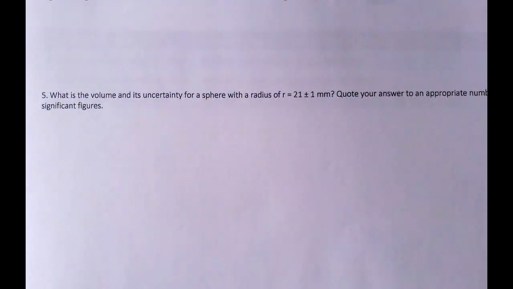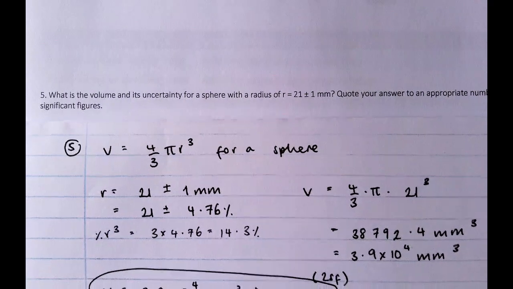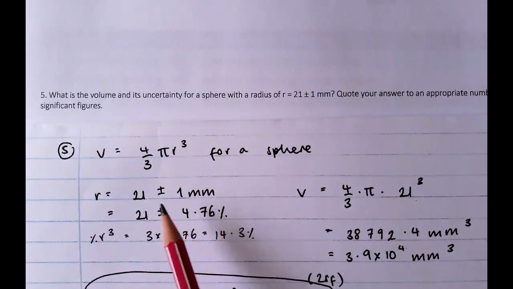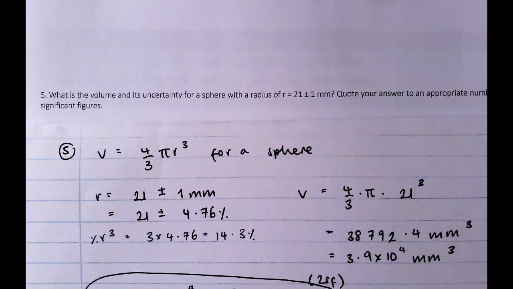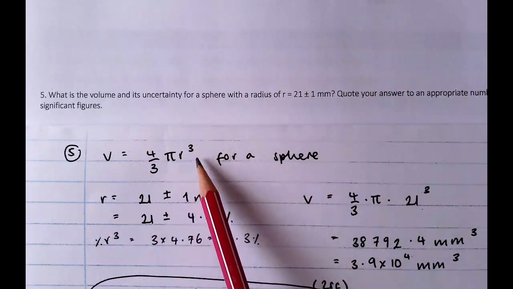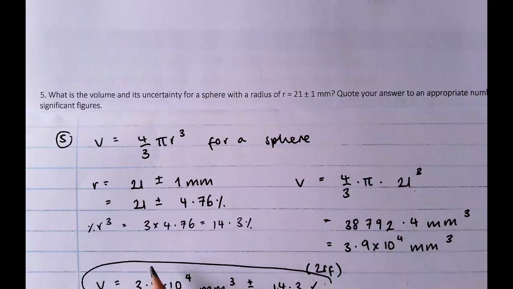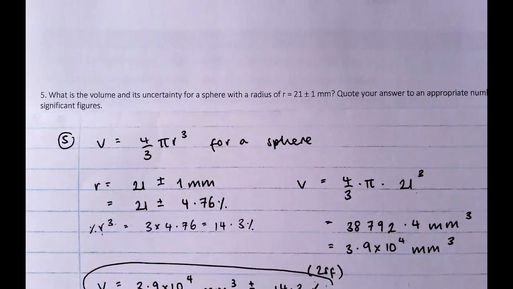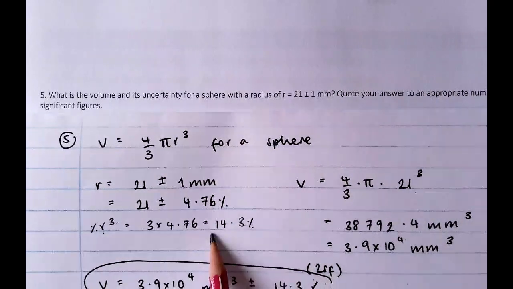I think this is the last one, fingers crossed. The volume and its uncertainty for a sphere. Again, this is an equation not in your data booklet. It is expected that you know the volume of a sphere. V is 4 over 3 pi r cubed. You're given the radius. So initially I found the percentage uncertainty from the absolute, so 1 over 21 multiplied by 100. I know that in my volume I have r cubed, so what I want to do is find the percentage uncertainty in r cubed. So I've got 3 lots of the percentage uncertainty in r, giving me my 14.3%.